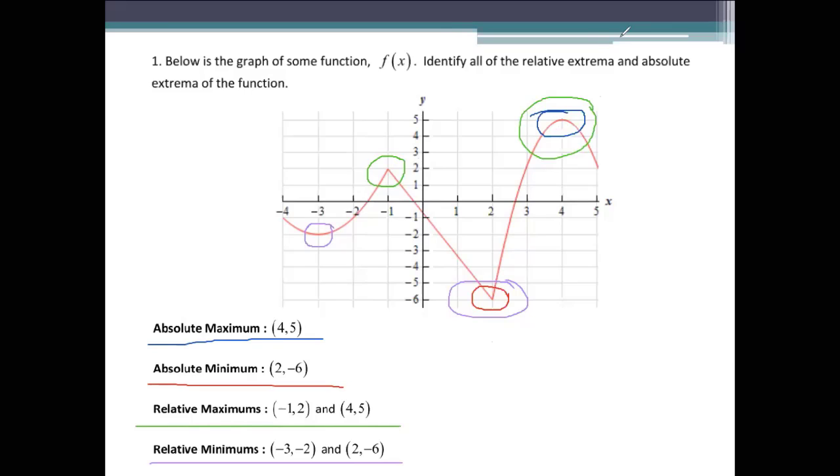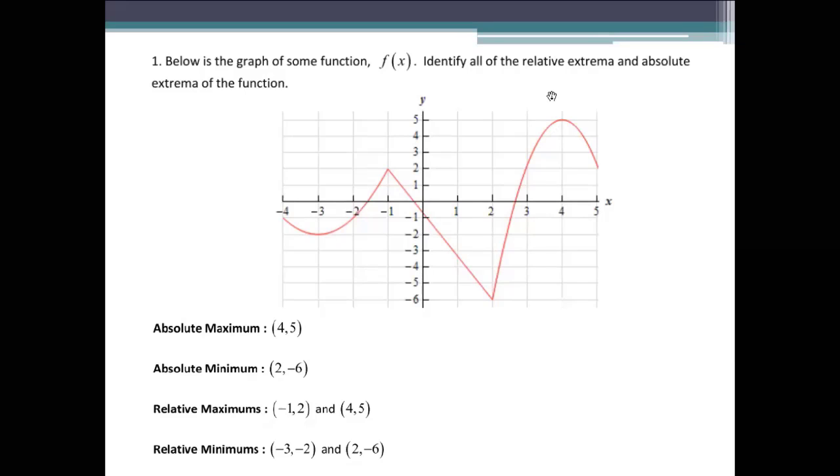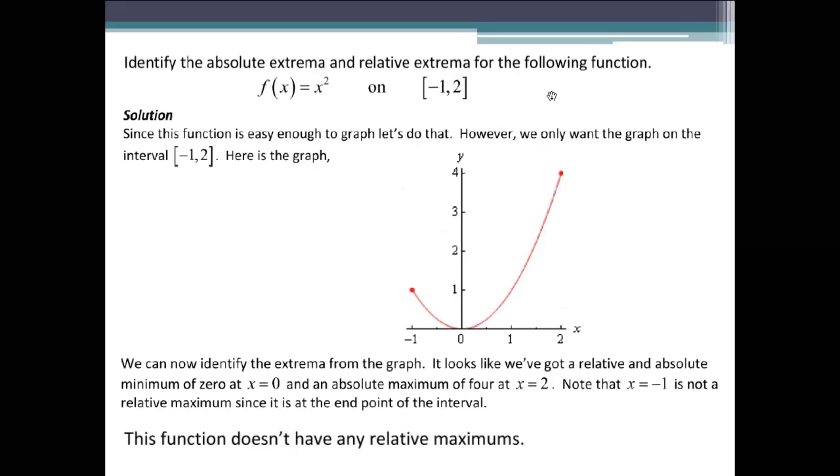Let me clear. So the next example: identify the absolute extrema and relative extrema for the following function. f of x is x squared on minus 1 and 2. Look at the graph of our function. So x squared is a parabola, but we need to take the parabola on the interval minus 1 to 2. So here we have the graph of our function on the interval minus 1 to 2.